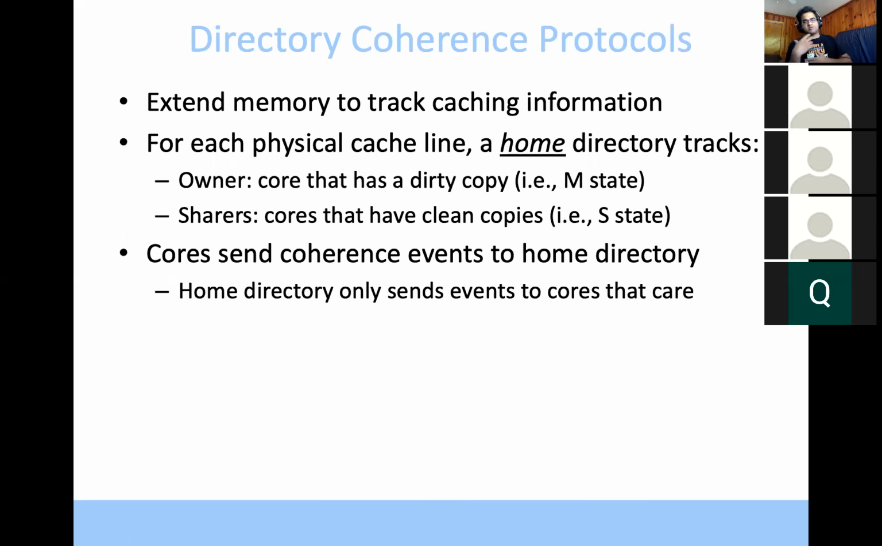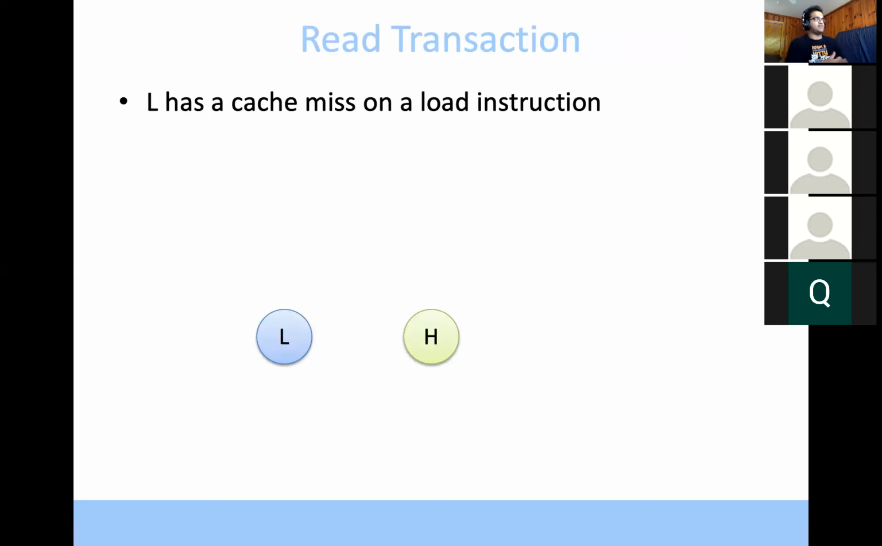Now, directory-based coherence protocols are more complex. You need to extend memory, or add another piece of hardware somewhere, typically in memory, that tracks caching information, right? So for each physical cache line, a home directory tracks the owner, the core that has a dirty copy, or the M state, and any sharers, the cores that have clean copies. Of course, you can only have one M state and then no shared states, or you can have many shared states and no M state. Each core will send coherence events to the home directory. The home directory is, if you have multiple banks of memory, the directory associated with the bank that the data was drawn from. So you send coherence events to that directory, and then that directory sends events to any cores that care, right? So, just a simple approximation.